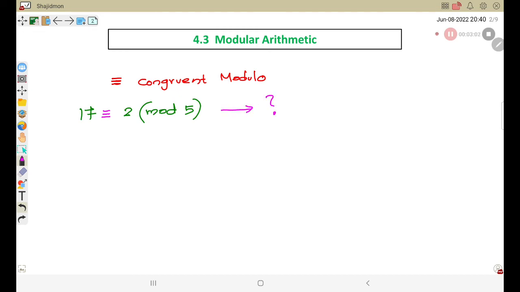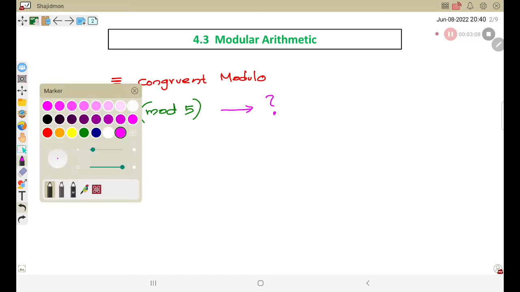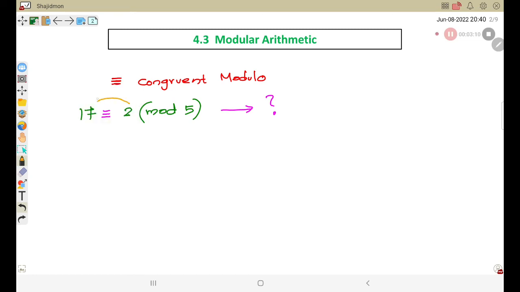Yes or no, correct? For checking whether 17 is congruent to 2, what do we do? Take the number 2 to the left side. That means 17 minus 2, divided by the mod number. What is the mod number here? 5, modulo 5. Check this in your calculator: 17 minus 2 divided by 5. What number are we getting? It is equal to 3.